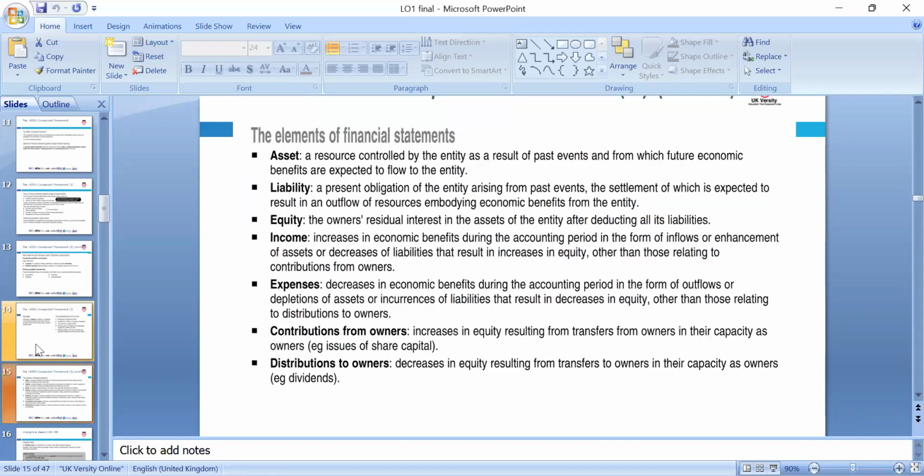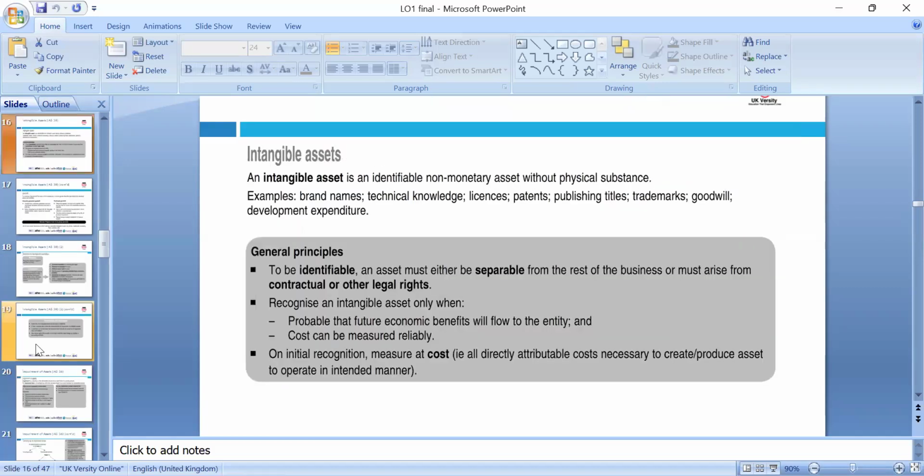Okay, so it is always good to look around all the assets, because in accounting standards, an asset is anything owned which will bring future economic benefits, whereas a liability is a legal obligation, and equity is a residual interest. Income increases the economic benefit, expenses reduce the economic benefit. Contribution increases the equity, resulting from the transfer of a personal asset to the business. Distribution decreases the equity, resulting from the transfer of ownership capacity to the owner, or in the shape of a dividend.